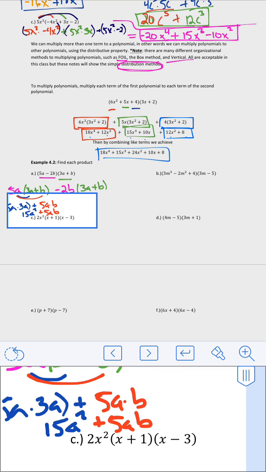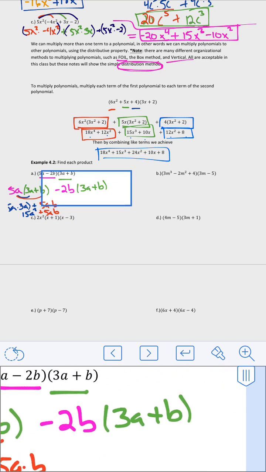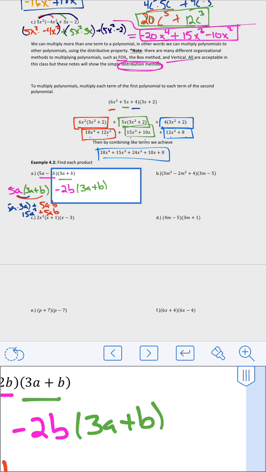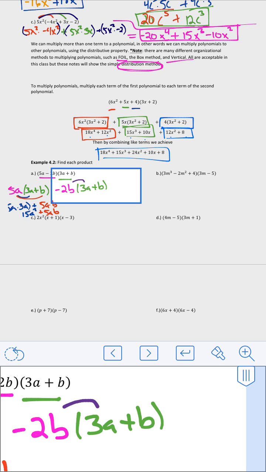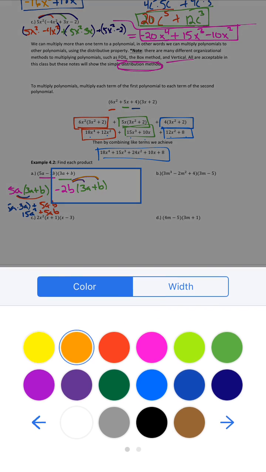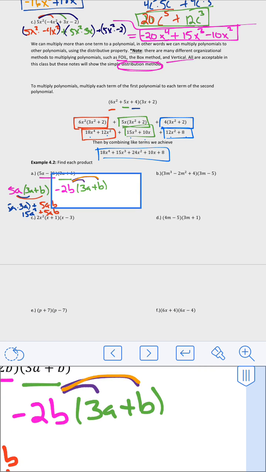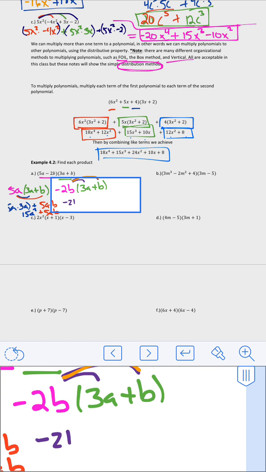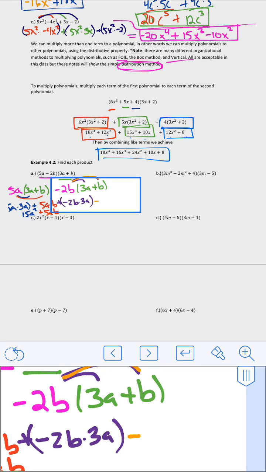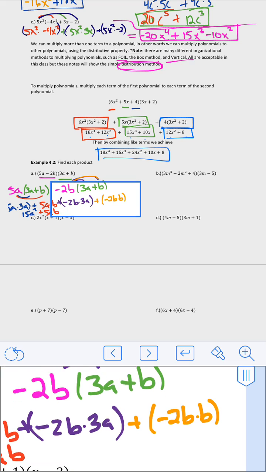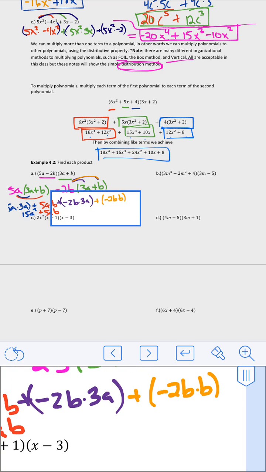I have my two terms. Cool. Let's go do the exact same thing over here. And notice my little box isn't even looking at the first half anymore. So now I just multiply this guy, and then, oh, sorry, I'll use a different color. That guy. So what I have now is negative 2b times 3a. That's another one. And then my other one would be negative 2b times b.